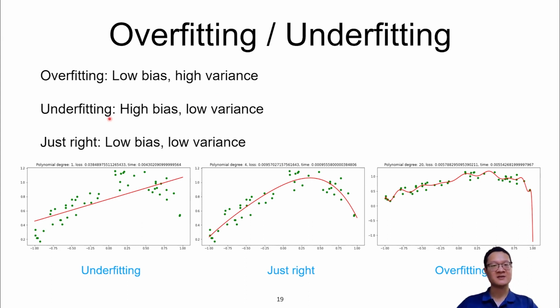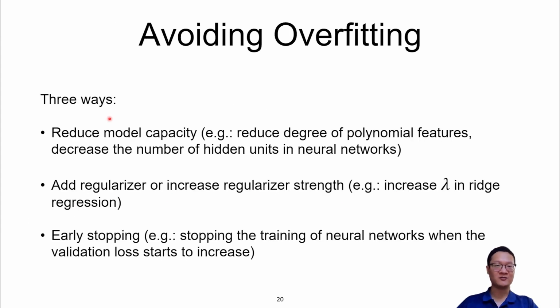So how can we avoid overfitting? We talked about three different ways. First, we can reduce the model capacity, for example, reducing the degree of polynomial features, or in the case of neural networks, we can reduce the number of hidden units. We can also add regularizers or increase the regularizer strength, for example, the lambda parameter in ridge regression. In the case of training neural networks, we can also consider early stopping. So we keep track of both the training loss and the validation loss, and we stop training when the validation loss starts to increase.